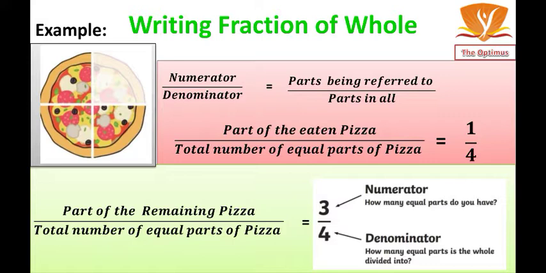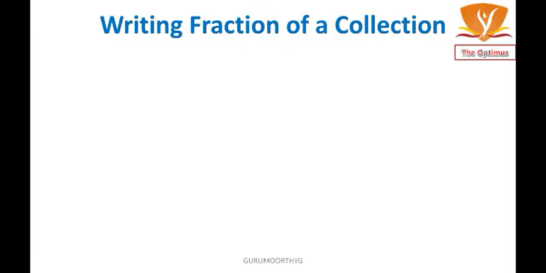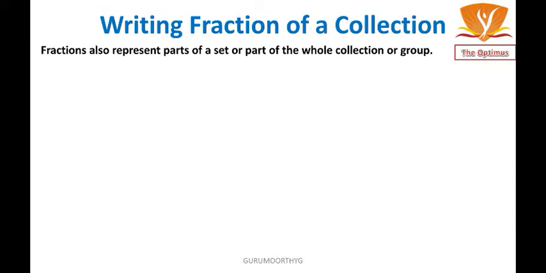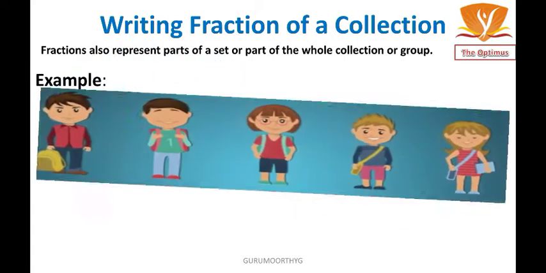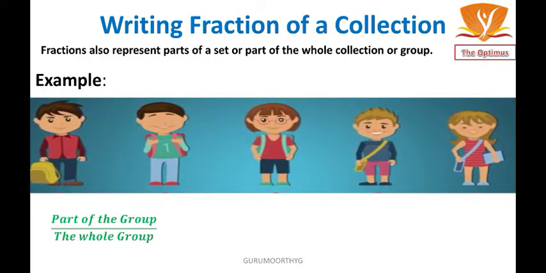Next topic is writing fraction of a collection. We know fraction also represents part of the set or part of the whole collection or group. In this example, the total number of children is 5. 3 out of 5 are boys. So, the fraction of the boys is 3 by 5.